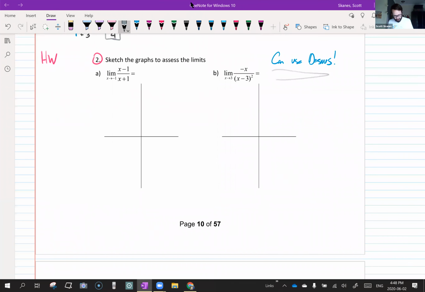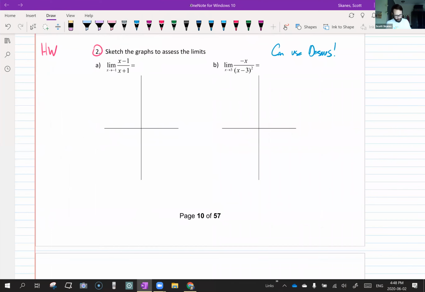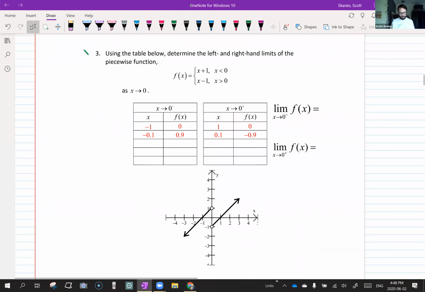These graphs, if you want to try these, use Desmos to get the graph, and then check the limit. Let me do one more type, and this will be the last thing we do today. It says, let's take a deep breath, relax. Using the table below, determine the left and right-hand limits of the piecewise function.